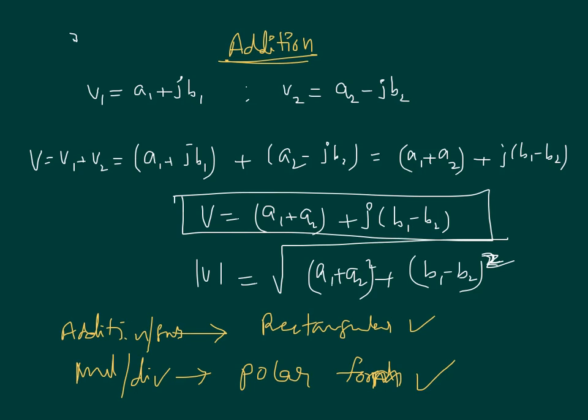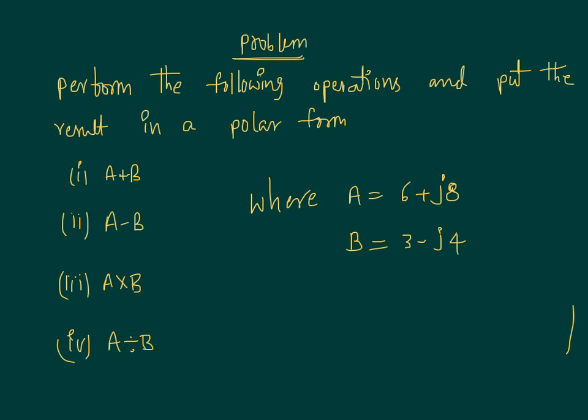Now we will do some problems regarding these things. This is a problem asked in the 2003 public exams. Perform the following operations and put the result in polar form. The operations are addition, subtraction, multiplication and division, where a equals 6 plus j8 and b equals 3 minus j4. The first one is a plus b.